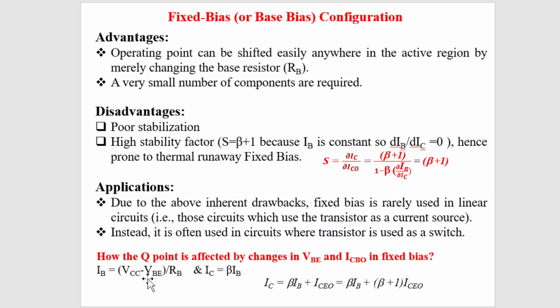And how the Q point is affected by changing VBE and ICBO in fixed bias configuration: we know from what I have explained that the base current IB is equal to VCC minus VBE upon RB. And IC is equal to beta into IB. So if you change the VBE, that will change the IB. If you change the IB, that will change the IC. That IC is basically one of the Q points.